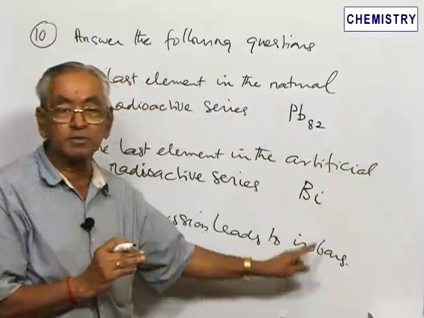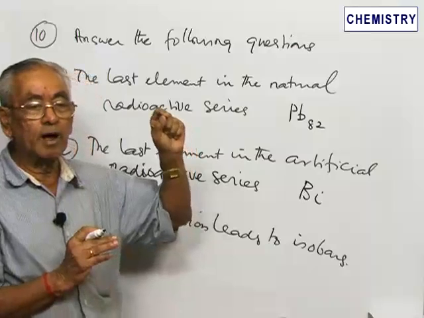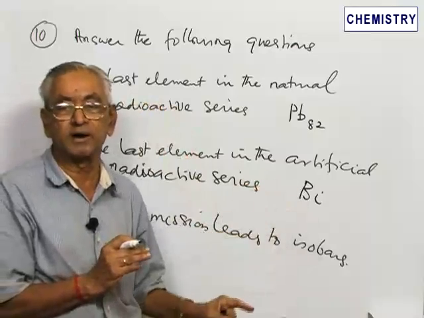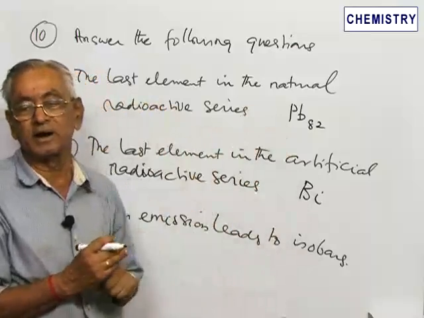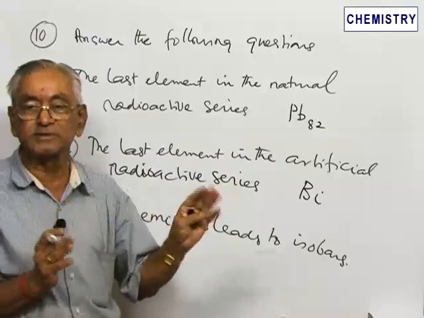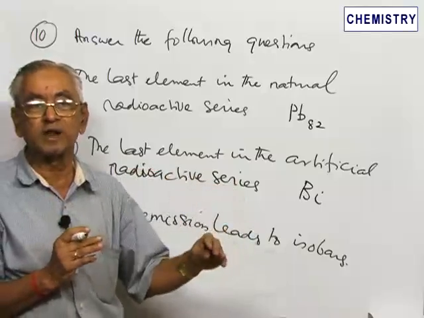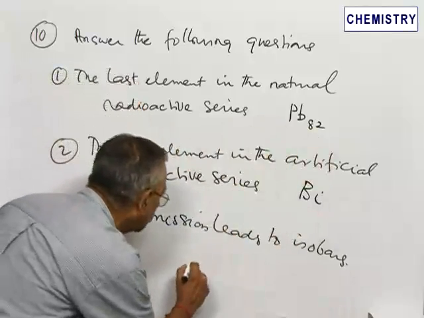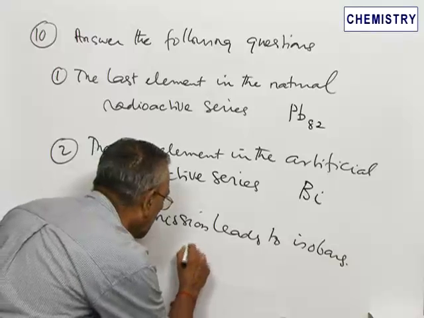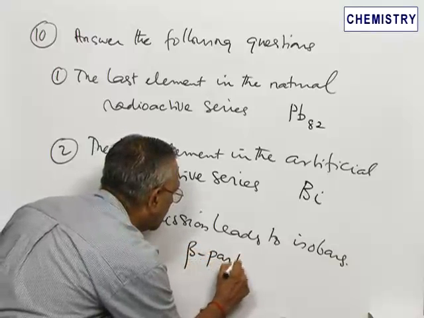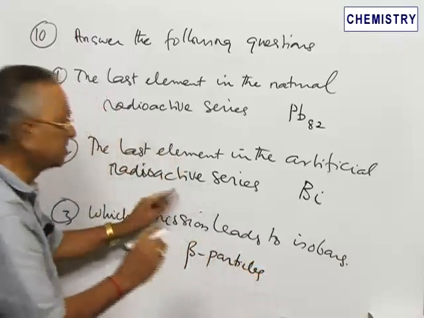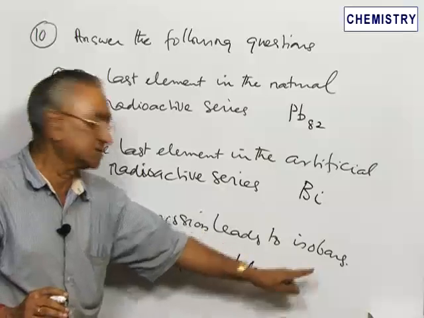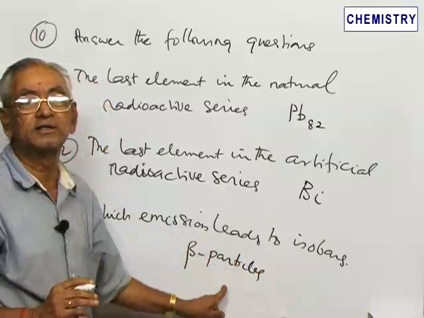But isobars mean the same atomic mass, the same atomic weight, but different atomic numbers. So this is due to beta particles, because beta particles have no mass, but only the charge changes. If a beta particle is lost, the atomic number increases by 1. The mass remains the same. Therefore, the answer to this question is electrons or beta particles. The question asked which emission, whether beta particle emission or what type of emission, leads to the formation of isobars, and the answer is the beta particle.